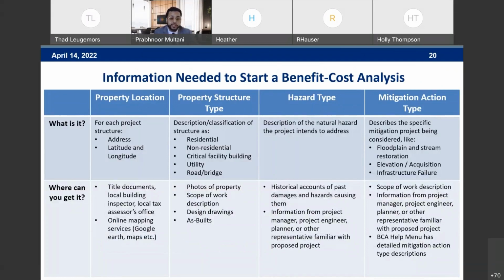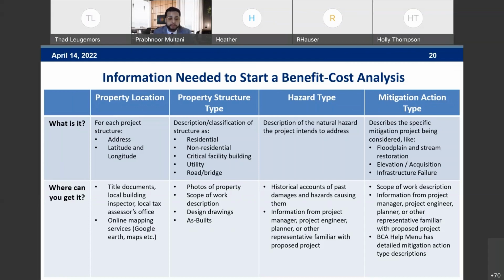What is it? For each project structure, you need either the address or the latitude and longitude coordinates for that structure. Where can you find it? You can find it within the title documents, local building inspector, local tax assessor's office, and you can also use online mapping services such as Google Earth, Maps, etc.